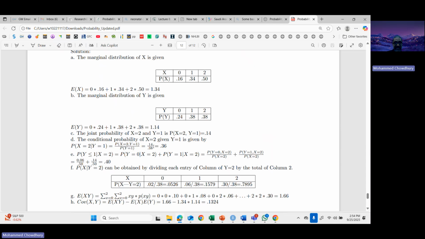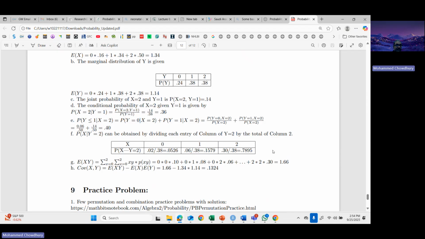So this divided by that equals 0.36. Now, y less than or equal to 1 given x equal to 2. So y less than or equal to 1: y could be 0 with x equal to 2, or y could be 1 with x equal to 2. This is the way it could be written.